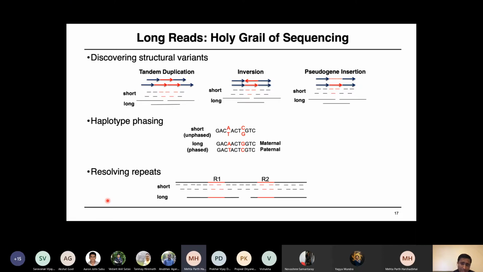They also help us in resolving repeats, which are quite abundant in the human genome. Almost 50% of the human genome is repetitive sequences, and they are really hard to resolve using short read sequencing.